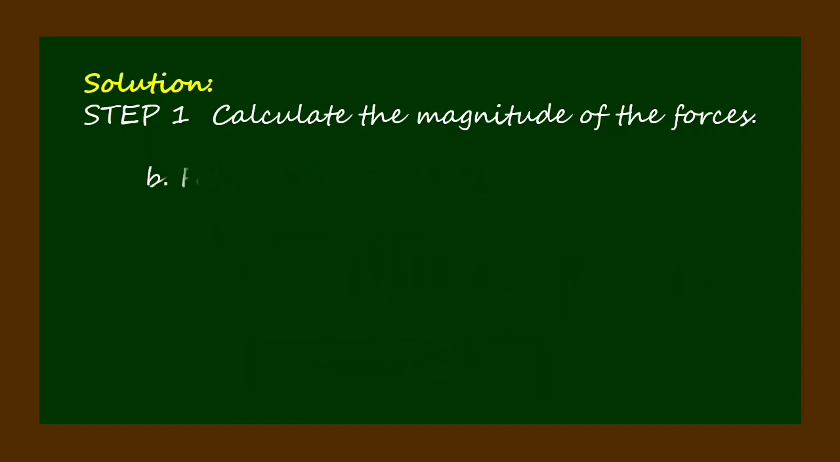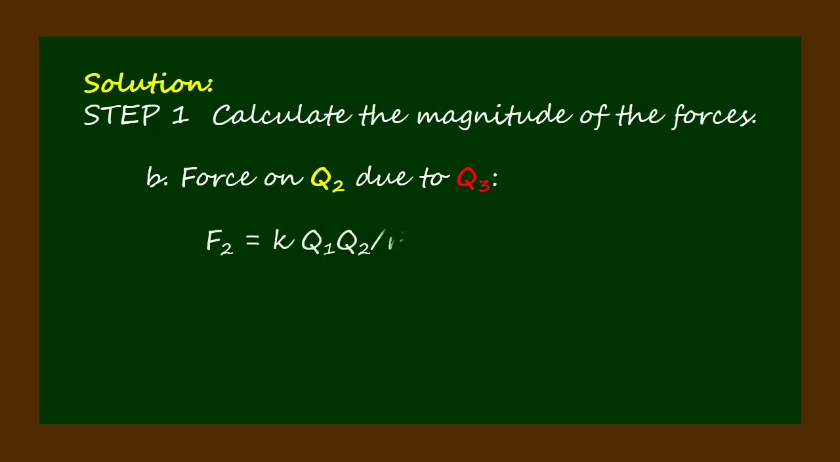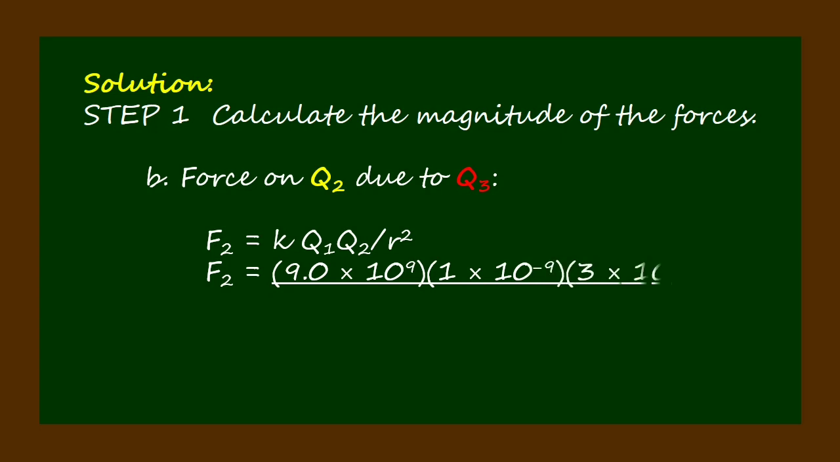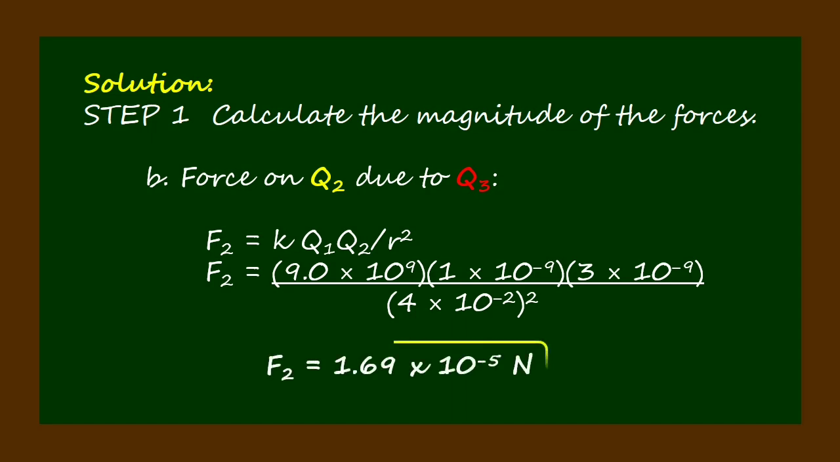Letter B. Force on Q2 due to Q3. By substituting the given values of the electrostatic constant, charges Q2 and Q3, and the distance between the two charges into the Coulomb's law formula, we get the attractive electrostatic force F equal to 1.69 times 10 to the negative 5 newton.